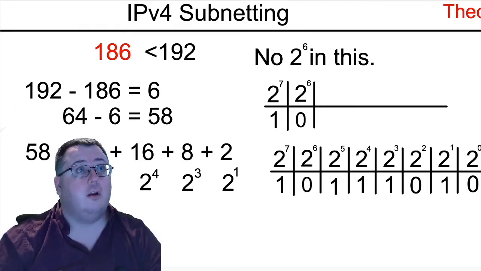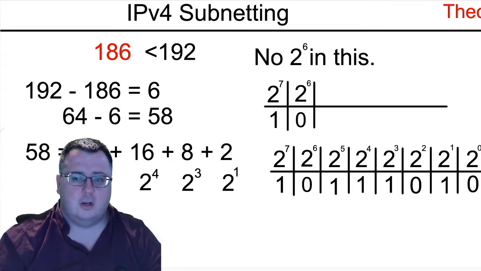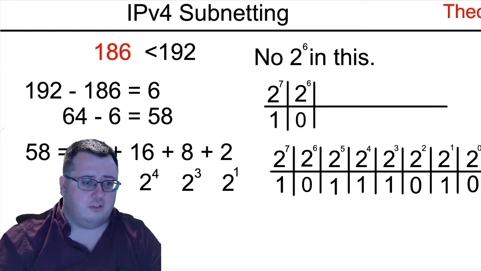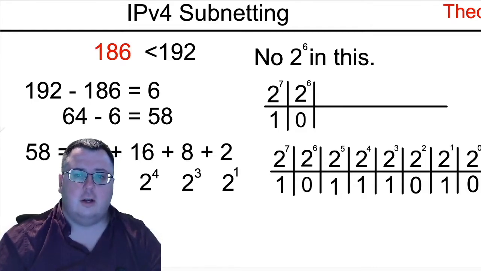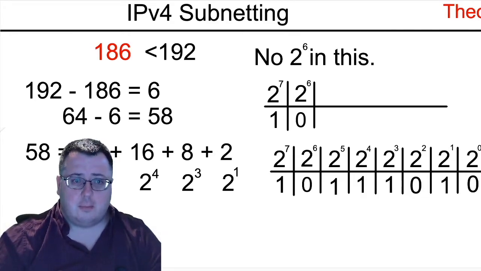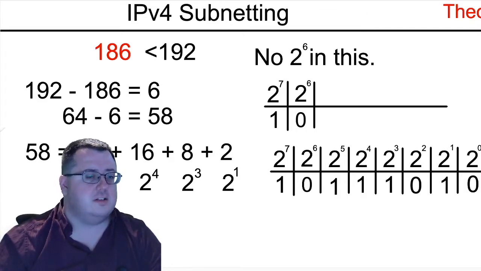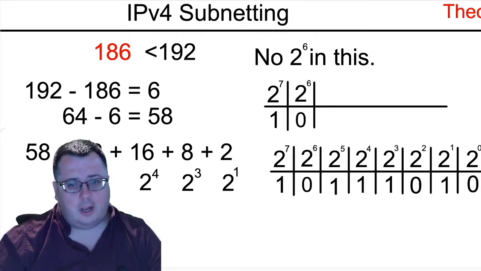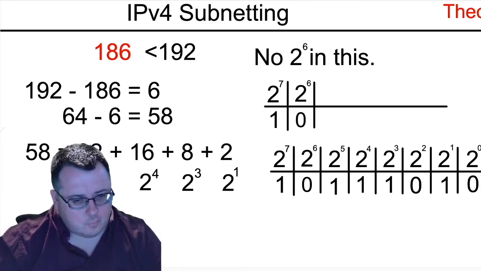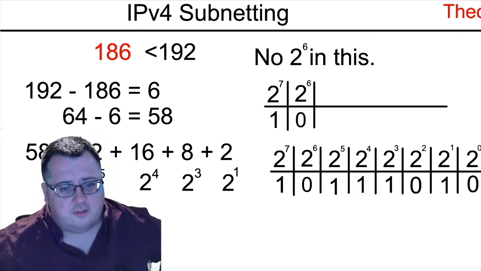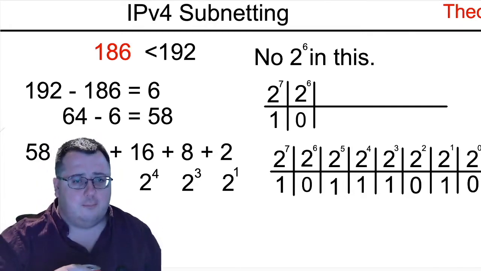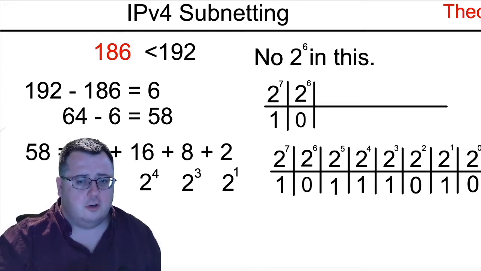And 2 to the power 1 is 2, which gives us a 1 in this column. And finally, 2 to the power 0, which we should know is 1. There isn't a 1 in 58, so we're going to put that down as 0 here. Okay, so the binary representation of 186 is 10111010. I hope that made sense in terms of what you're doing there to convert the number into binary.